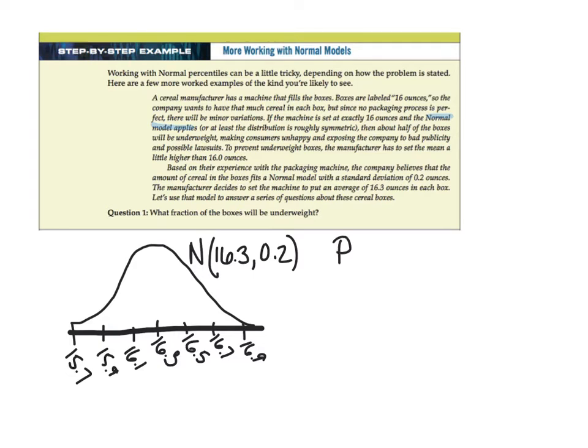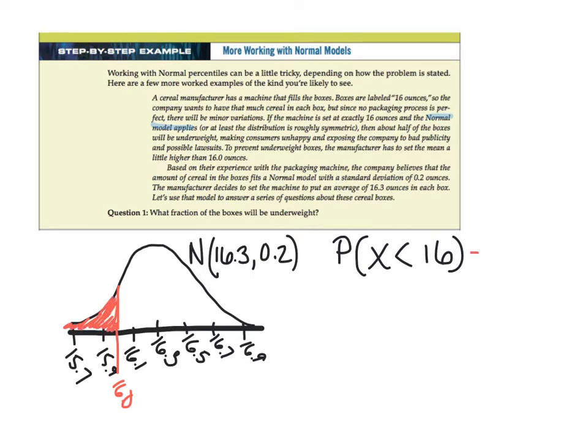We want to know what fraction of boxes will be underweight. So it's really asking what's the probability that x, an individual box, is less than 16 ounces, because they advertise that the box contains 16 ounces. So that's right here, this 16. And underweight would be the area to the left.